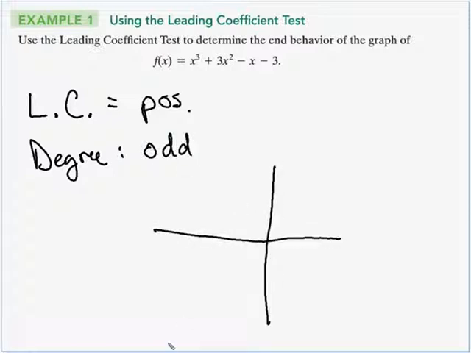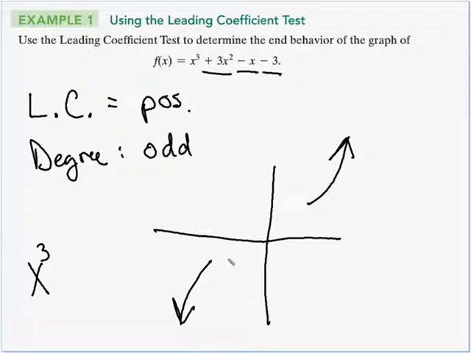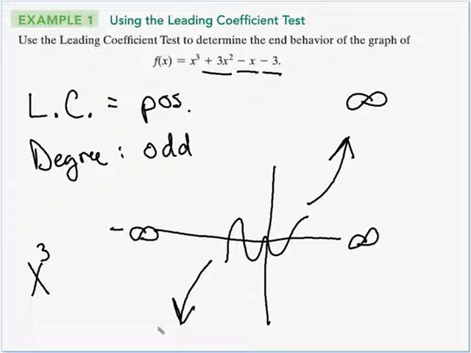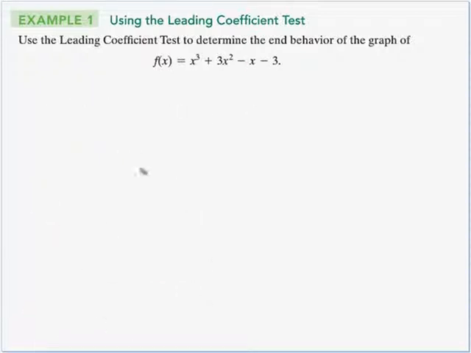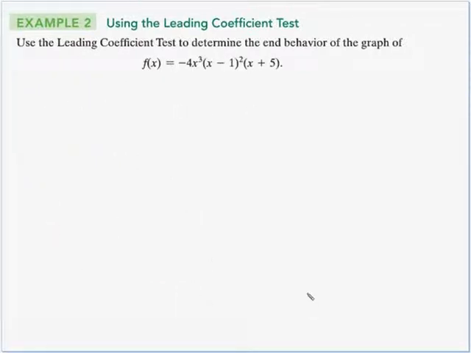So what does that look like on the graph? Well, if it's odd, we know we're going to be going up and down in different directions. If it's positive, I like to think of x cubed. In the first quadrant, we're going to be going up, and in the third quadrant, we're going to be going down. This plus 3x squared and minus x and minus 3 are going to put some twists and kinks in the graph. But on the ends, we're going to be going up toward infinity as x heads to infinity. And as x heads to negative infinity, our y values are also headed to negative infinity. So again, just those two little bits of information can give you a lot of ideas about what that graph is going to look like.